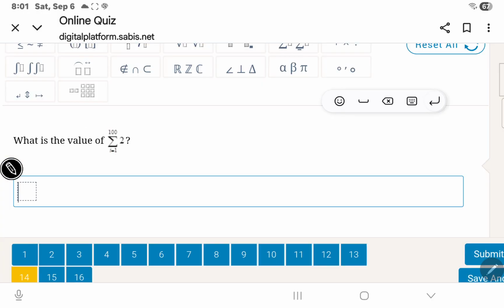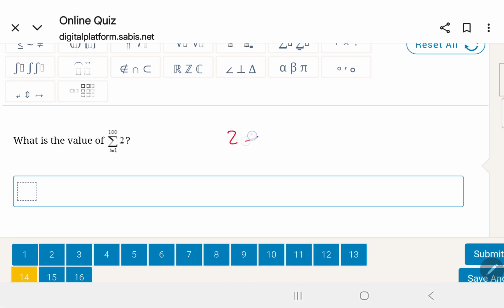Number 14. Sigma from 1 to 100 of 2. This means I have to add 2 plus 2 plus 2 plus dot dot dot plus 2, 100 times. So 2 times 100 is 200.